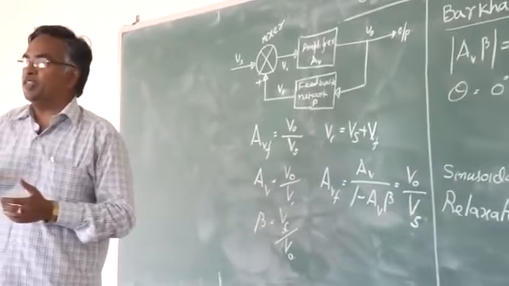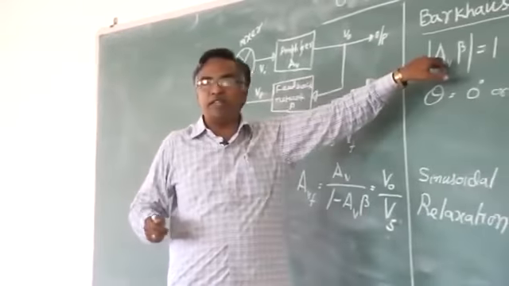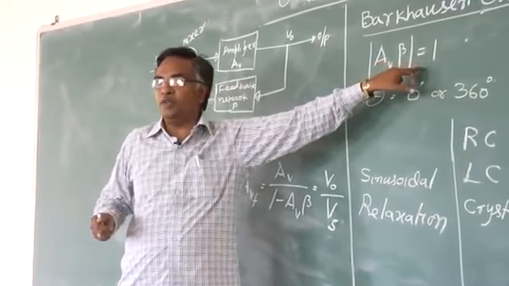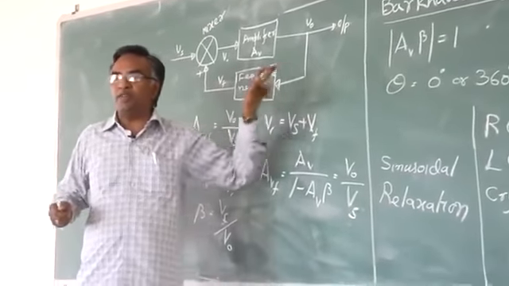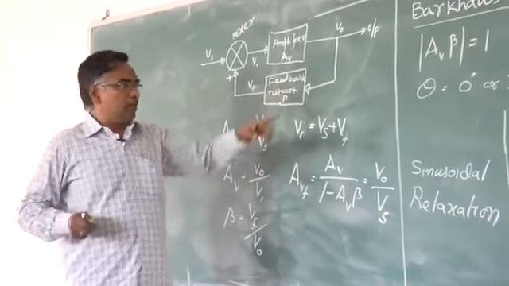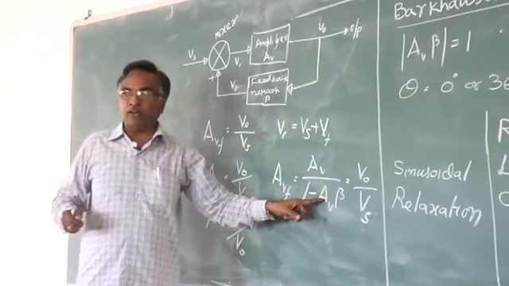But there are some conditions for producing oscillations. Those two conditions: number one, loop gain is equal to unity. Loop gain means AV into beta, that must be equal to unity. And one more condition is the overall phase shift of this network must be equal to 0 degrees or 360 degrees.